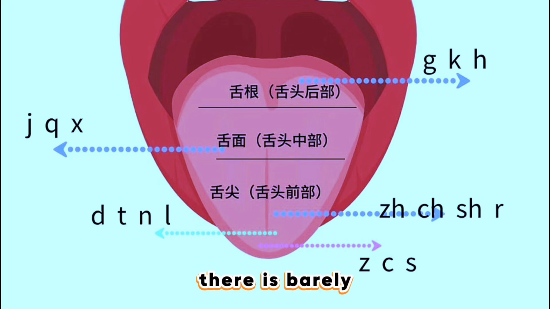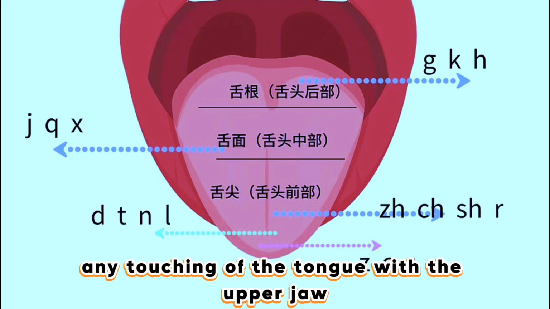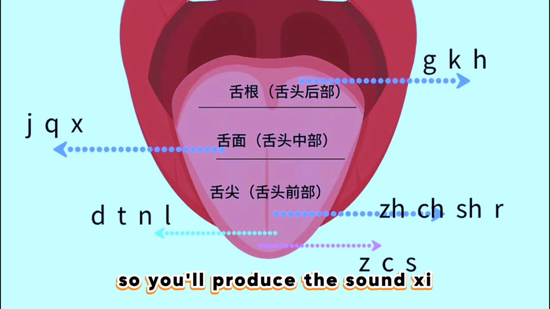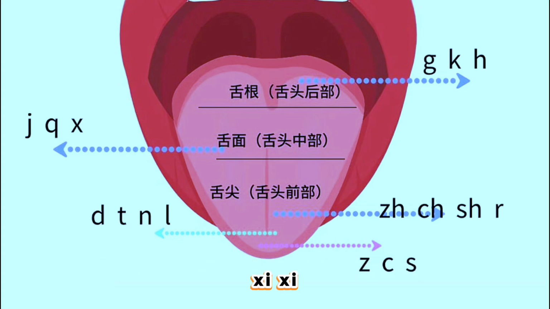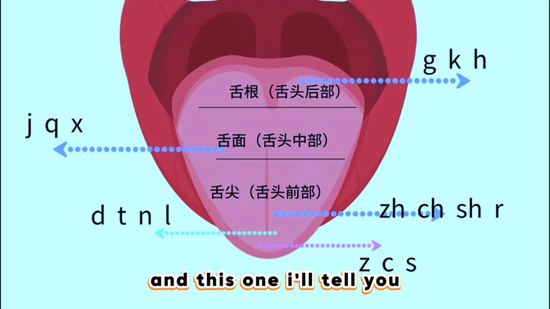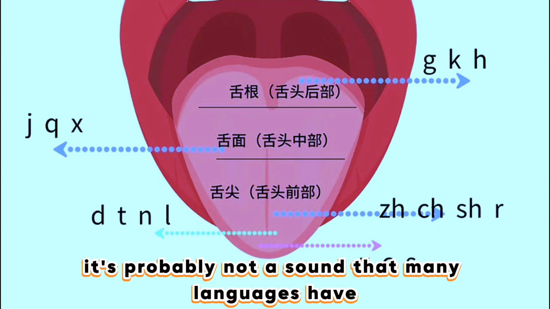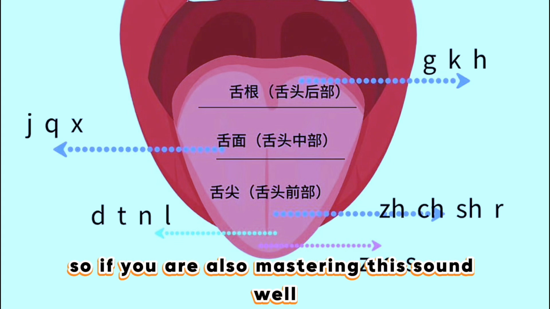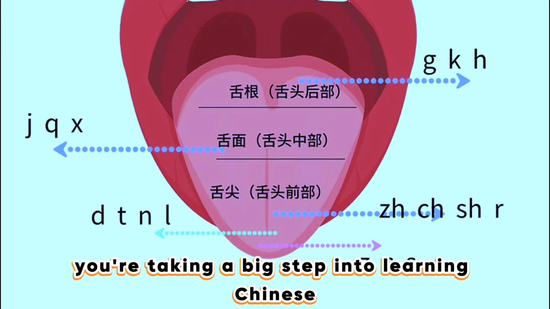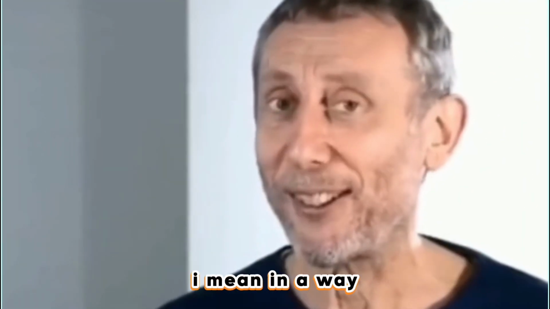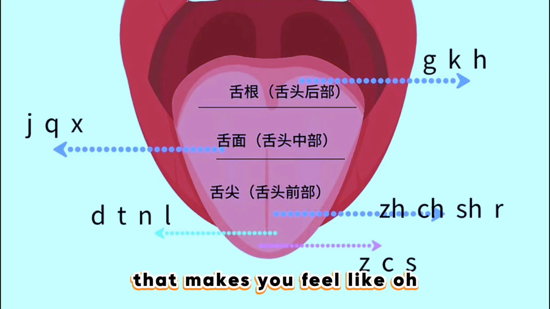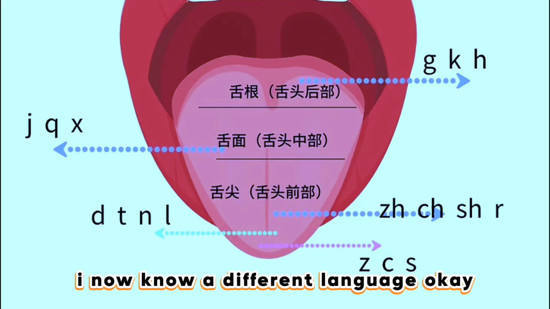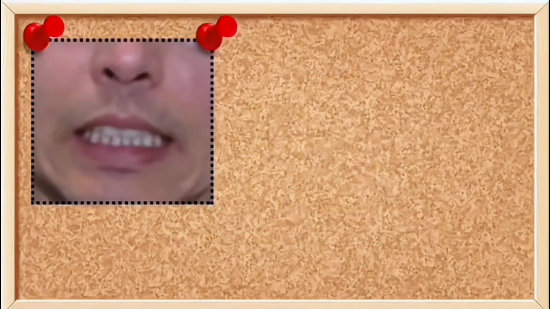There is barely any touching of the tongue with the upper jaw. So you produce the sound shi. And this one, I'll tell you, it's probably not a sound that many languages have. So if you are also mastering this sound, well, you're taking a big step into learning Chinese. I mean, nice. In a way that makes you feel like, oh, I now know a different language. Okay, so that is it for this group.